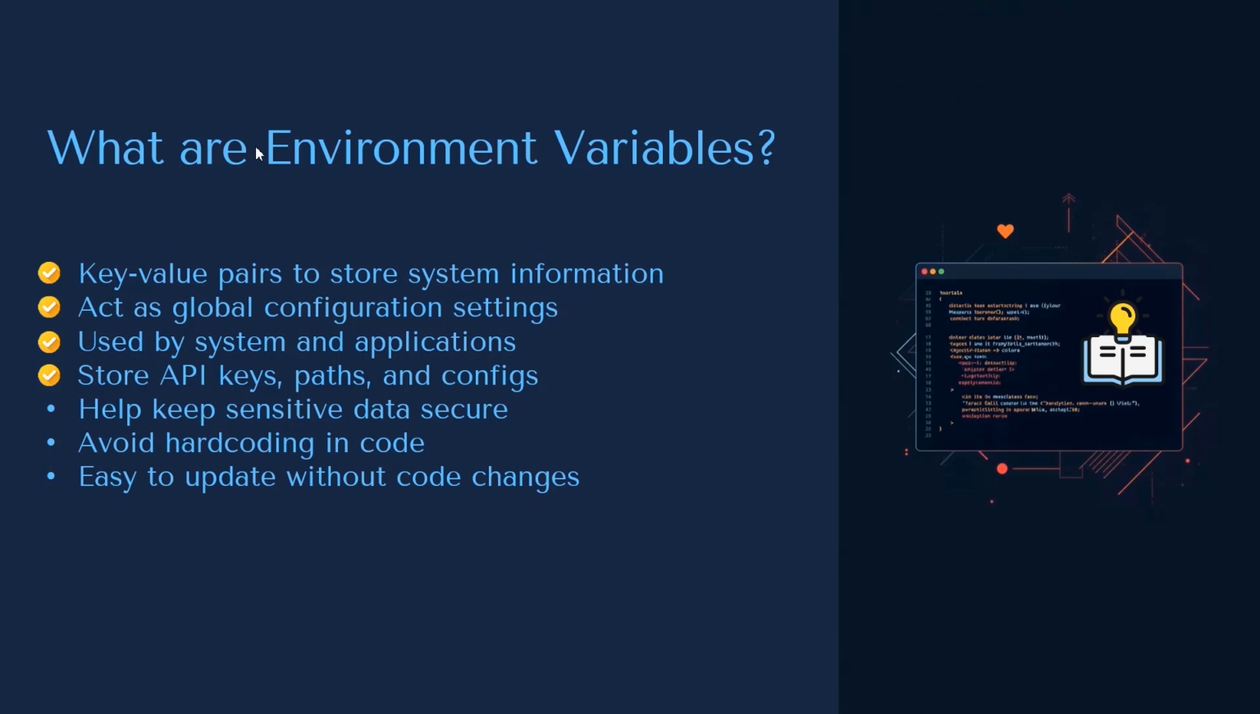Now, instead of writing these values directly in code, we store them as environment variables. This helps us to keep sensitive data secure, avoid hard coding in code, and make applications flexible. For example, in an AI project, we can store an API key as an environment variable and use it securely inside our application. So in simple words, environment variables help us manage configuration in a clean and secure way.